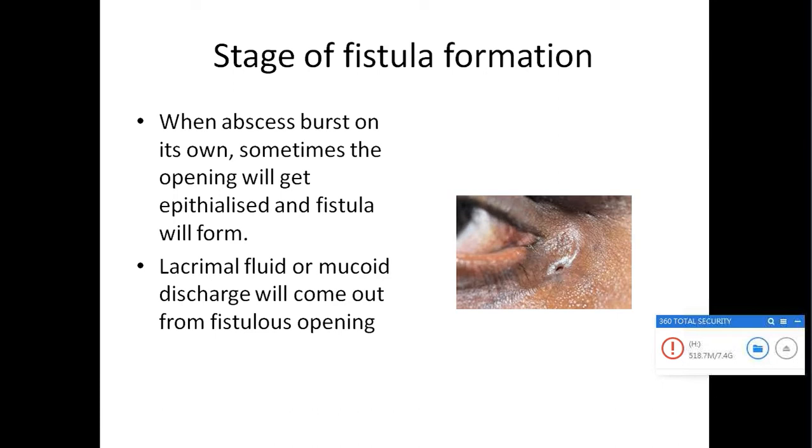A fistula, by definition, as all of you might know, is a communication between two epithelial surfaces, and the communication channel will also have an epithelial or endothelial lining.